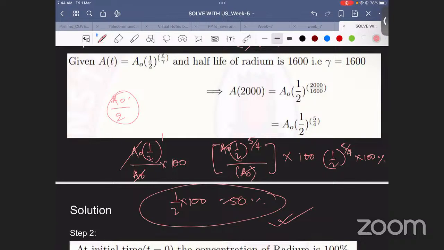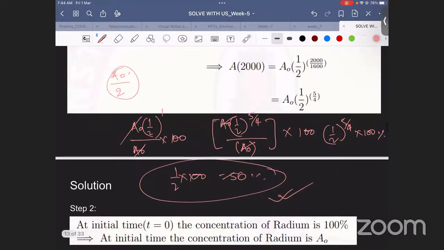Is it clear to everyone? So how did you get 42? Half to the power of 5 by 4, right? Which is nothing but 2 to the power of 4 fifth, right? So 2 to the power of 4 fifth is 2 to the power of 0.8, which is 1.74.